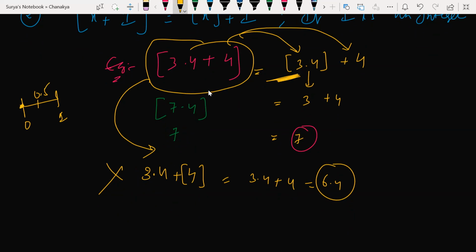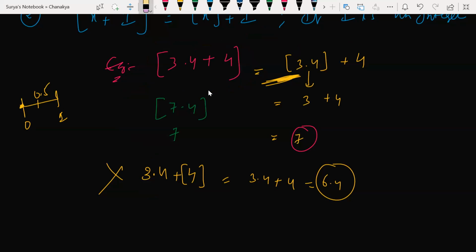Here I have, look at this, I have something like this, square bracket. Here I don't have square bracket. You understand my point? That is the difference, beta.